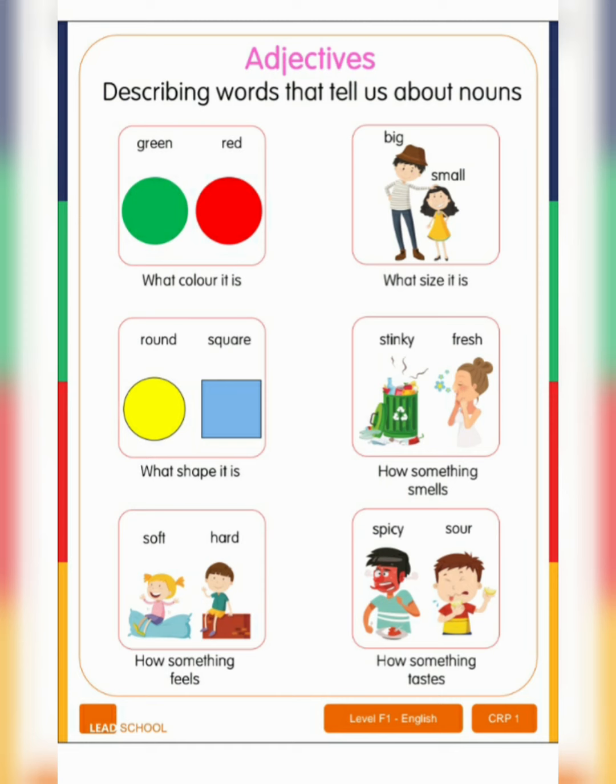Adjectives tell us how something smells. Adjectives tell us how something feels. They describe the feeling of the noun. Adjectives tell us how something tastes. What is the taste of the object or noun?